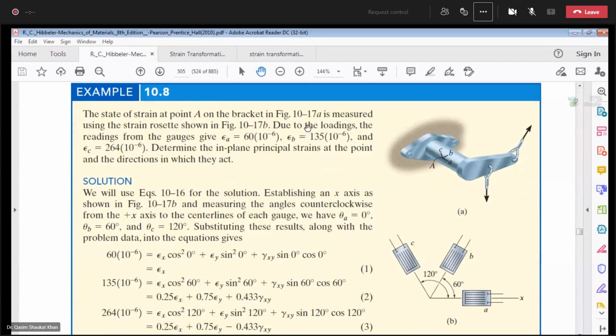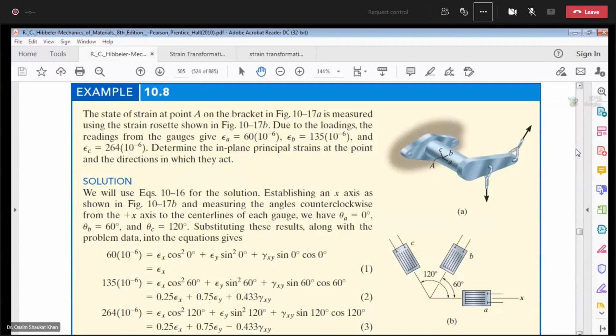Due to the loadings, the readings from the strain gauges are: epsilon A is 60 microstrains, epsilon B is 135 microstrains, epsilon C is 264 microstrains. Now we are required to calculate the in-plane principal strains and the direction. First we have to calculate theta. Theta A will be? 0 degrees with respect to the positive x-axis. Theta B is 60 degrees. Theta C is 120 degrees.